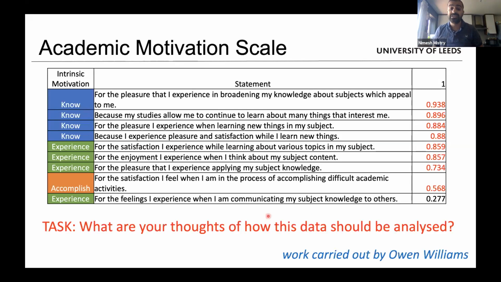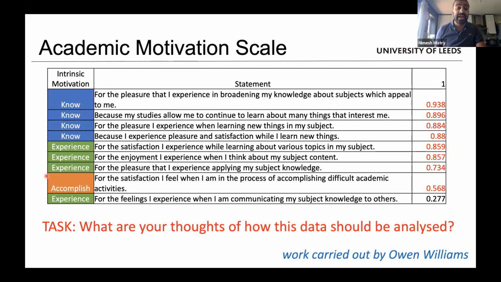As a final discussion task, I'm quite interested to see what you think, how you think this data should be analysed. Do you think, for example, it would still be okay to report the intrinsic knowledge items separately to these other intrinsic motivation items? Or do you think at least these 3 experience items should be reported together?